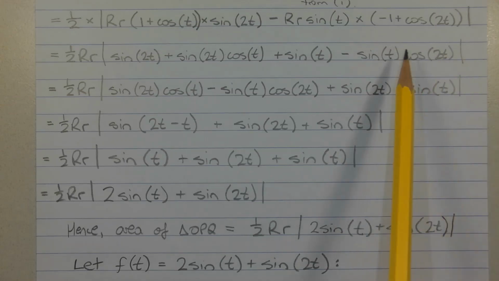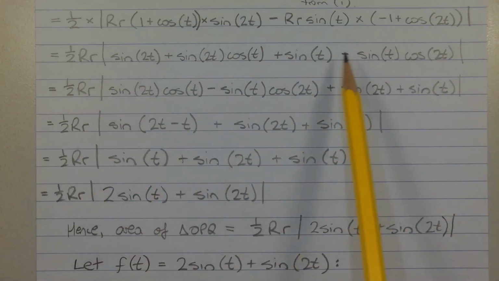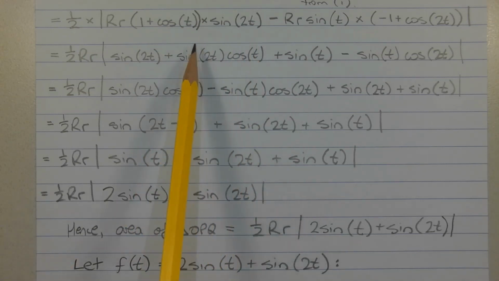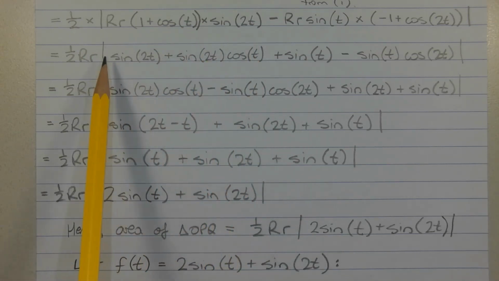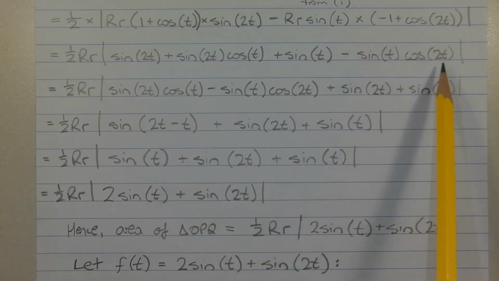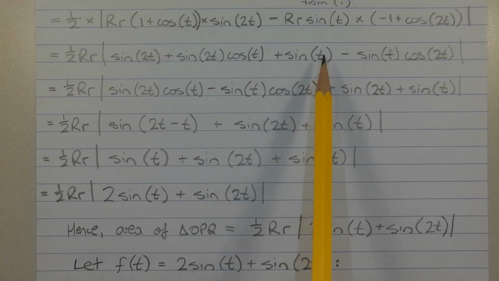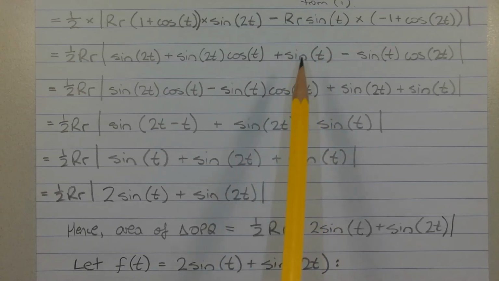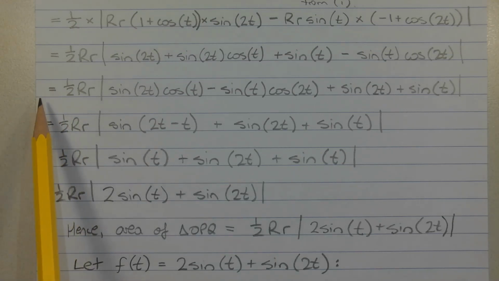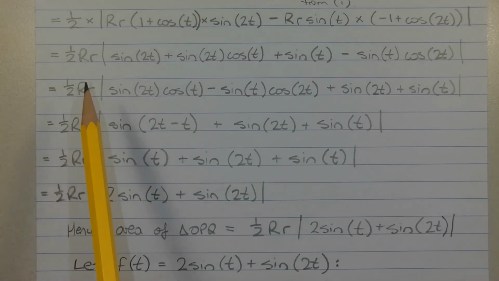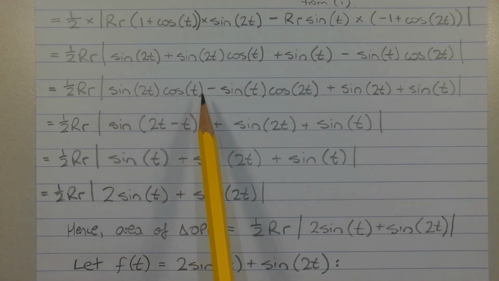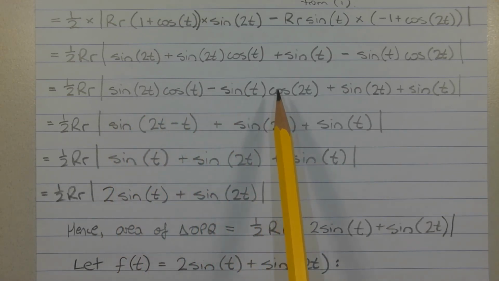Now, I'm going to rearrange some of these terms and you'll see why shortly. So I'm going to make this term here, I'm going to move that to the front. I'm going to move next to this term here. I'm going to write this term next to it. And the sine t here and the sine 2t, I'm going to write at the end. So that's equal to half times capital R times the magnitude of sine 2t cos t minus sine t cos 2t.